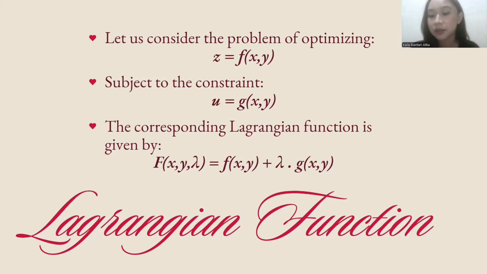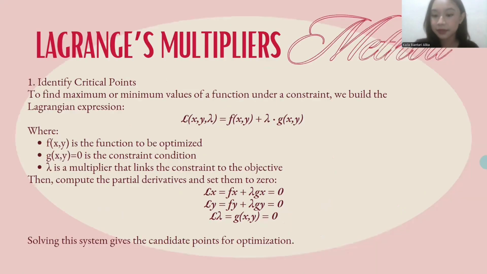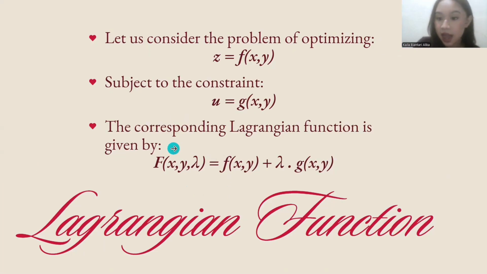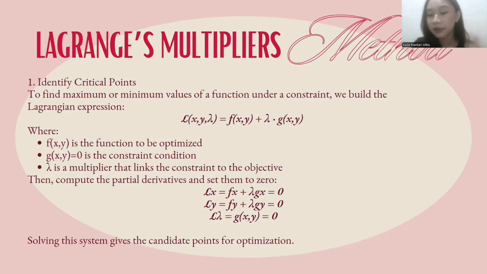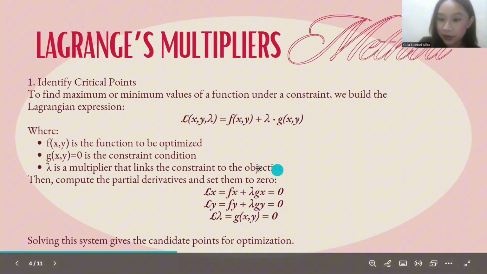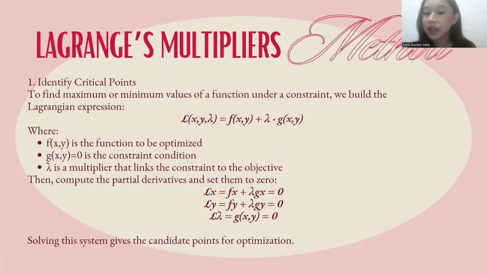We use the Lagrange multiplier method, which helps us find the maximum or minimum of a function under a constraint. To do this, we create a new function called the Lagrangian. After forming the Lagrangian, we take partial derivatives of it with respect to x, y, and lambda. Set all those derivatives equal to 0. Solve the system of equations to find x, y, and lambda. Plug those values back into the original function to find the maximum or minimum value.